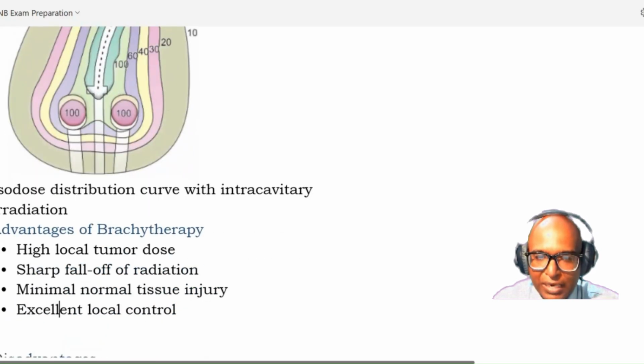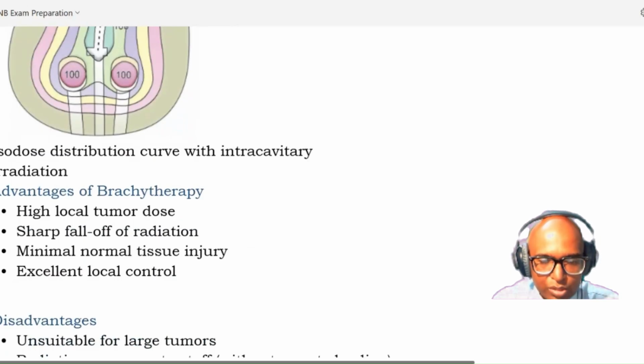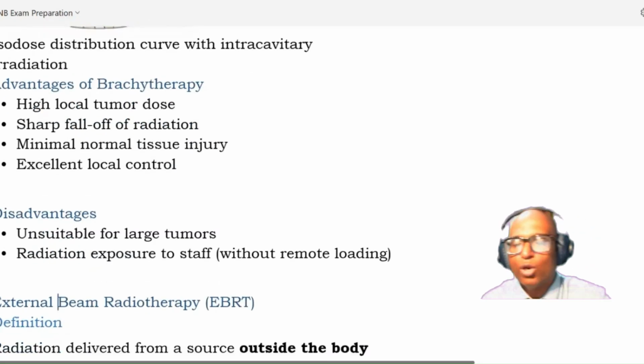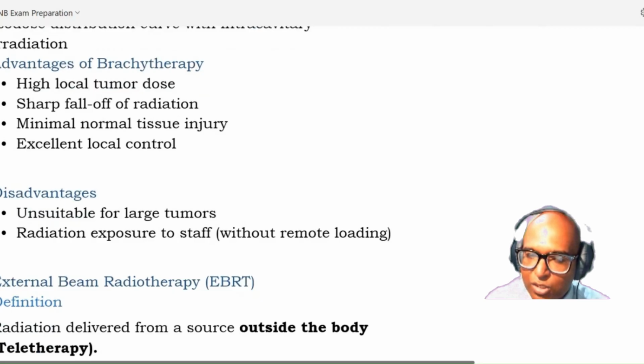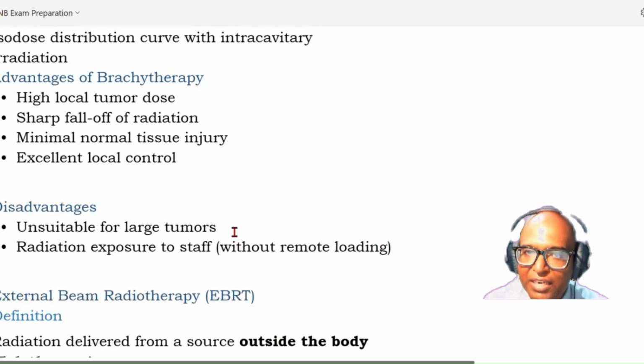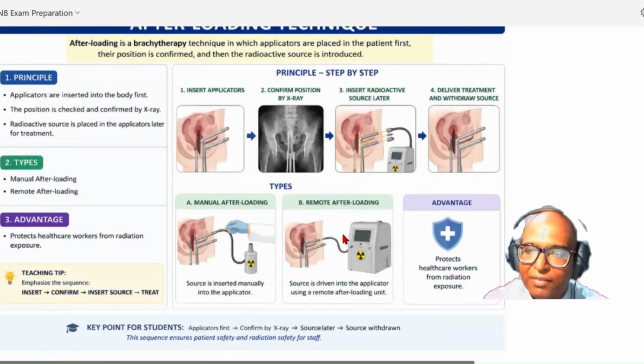And what are the advantages of brachytherapy? It gives a high local tumor dose, then a sharp fall of radiation, minimal normal tissue injury, and excellent local control, because you can give this brachytherapy close to the tumor. These are the advantages of brachytherapy. What are the disadvantages? It is not suitable for large tumors, and radiation exposure to the staff can happen unless you do the remote loading. Okay, so remote loading, what we have seen here, is done with the help of a machine.